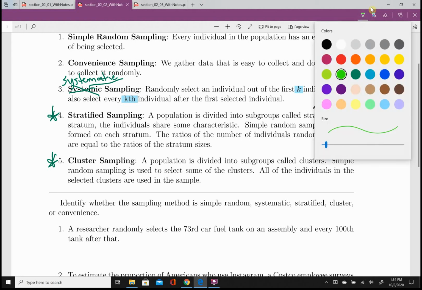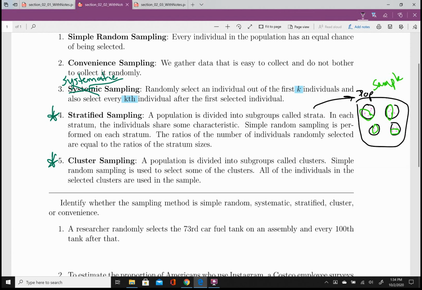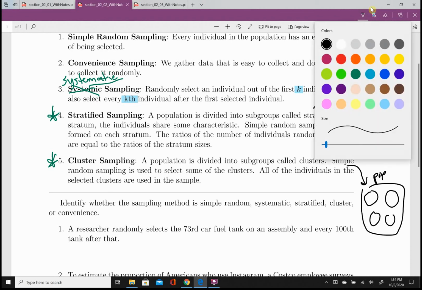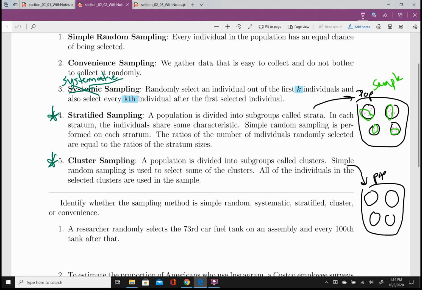Whereas for this one, the cluster, you still have a population, and you have clusters this time, and let's say they're exactly the same, okay? The strata being the same as the clusters between the two individuals. But I'll show you how this sample gets to be different.